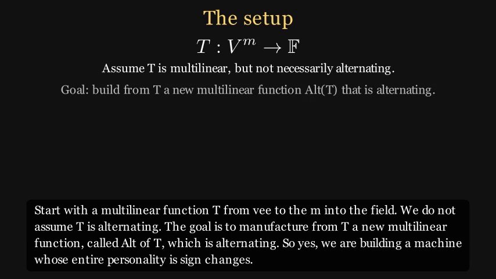Start with a multilinear function t from V to the m into the field. We do not assume t is alternating. The goal is to manufacture from t a new multilinear function, called alt of t, which is alternating. So yes, we are building a machine whose entire personality is sign changes.